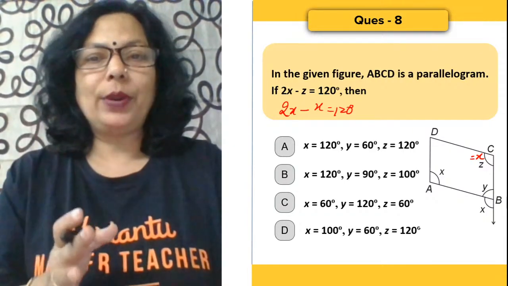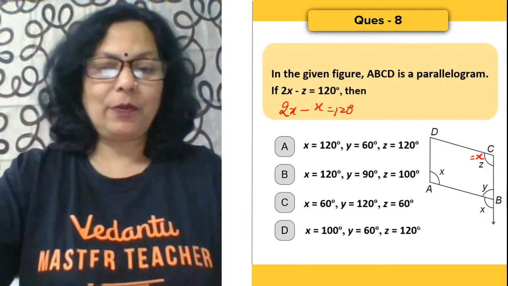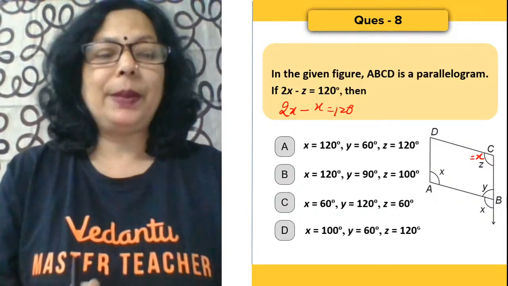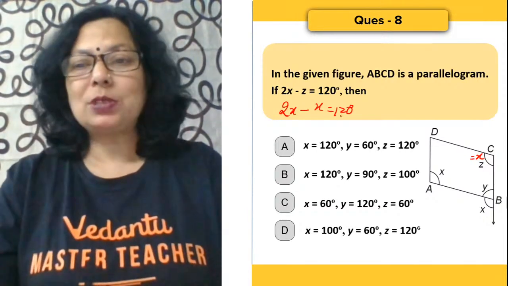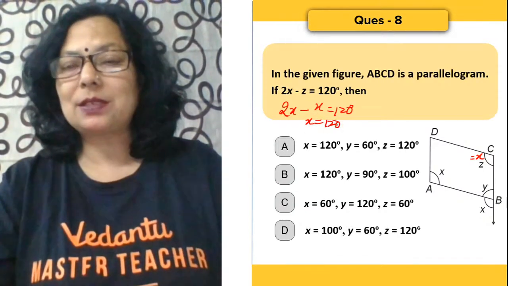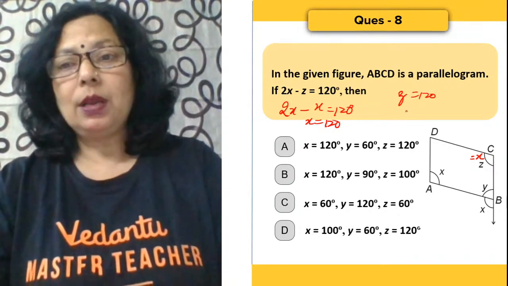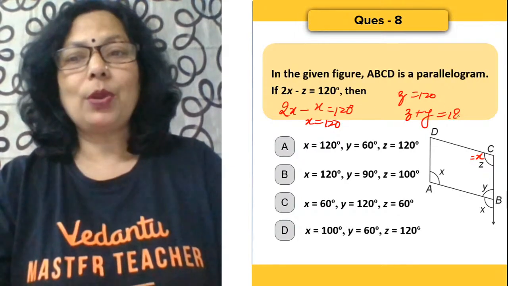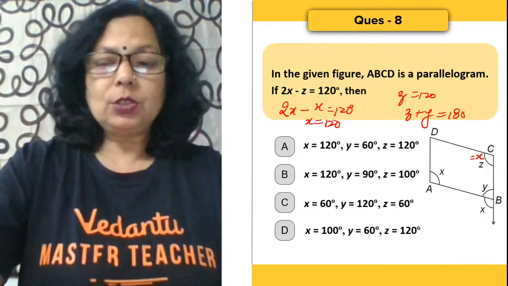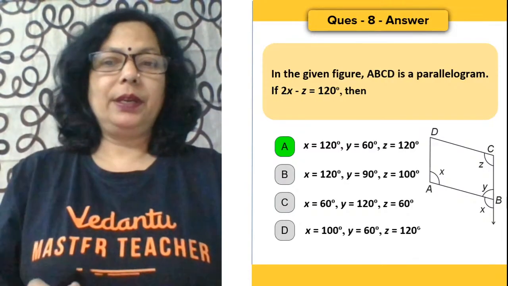Now when x is 120, what will be y? Z will also be 120 and its neighbor will be 180, because adjacent angles of the parallelogram are supplementary. Adjacent angles, neighbor angles. x from here is 2x minus x, which is x, which is 120. Now x is 120, so z is equal to it, z will also be 120. But z plus y must sum to 180, because these two are neighbors. So what is the answer now? X is 120, y is 60 and z is 120 degrees.